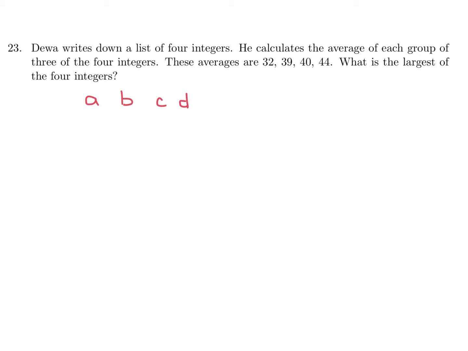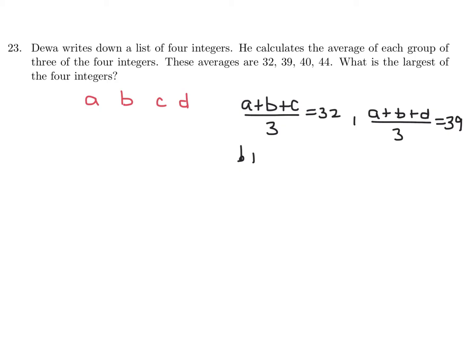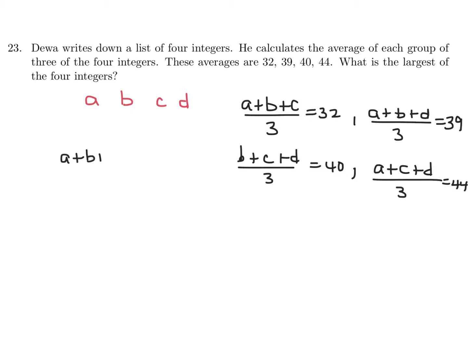Therefore, the averages would be (a plus b plus c) over 3, and we'll set that to be 32. Then (a plus b plus d) over 3, I'll set that to be 39. And then (b plus c plus d) over 3, 40. And finally the last one, (a plus c plus d) over 3, which would be 44. Okay. Now, if we were to make these into equations, we'd have a plus b plus c is 96.